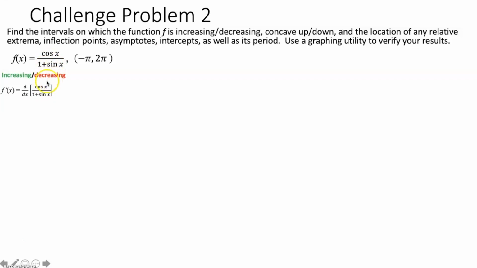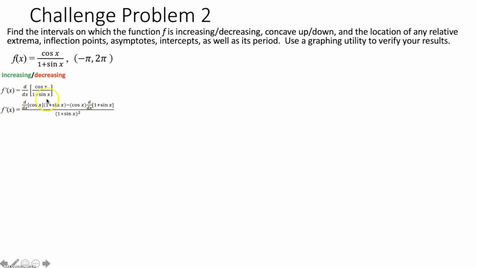To take the derivative of a function divided by another function, or to take the derivative of a quotient, you need to use the quotient rule. Quotient rule says you take the derivative of the numerator, multiply it to the denominator. Then subtract the numerator times the derivative of the denominator all over the denominator squared.